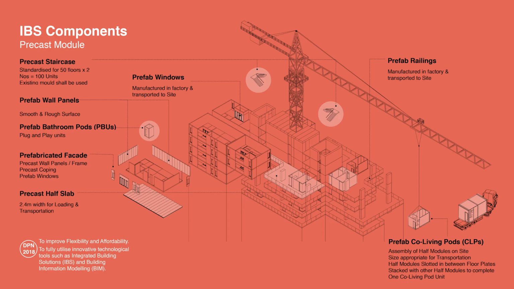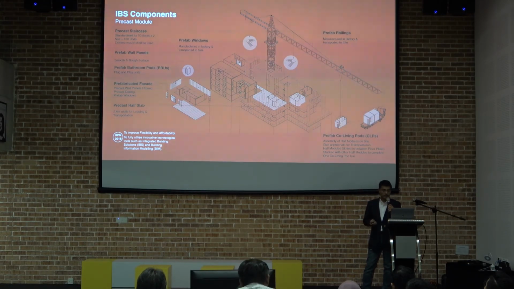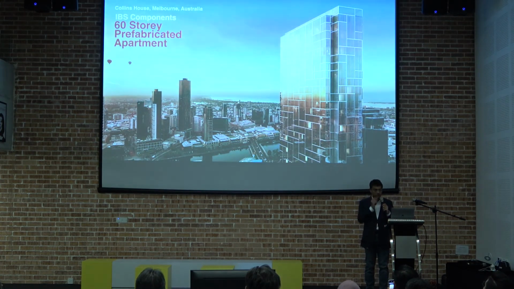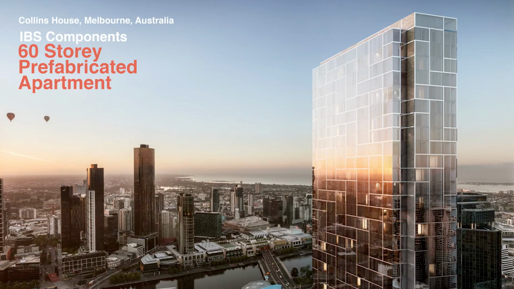However, we are using the system that Gamuda has to offer in terms of the precast slab, staircase, windows, facades, wall panel. But at the same time, we are also using the co-living pods as a hybrid system, which is a combination between concrete and steel. And also the precast PBUs, they call it prefab bathroom pods. For example, in Australia, people are building 60-story prefab apartment units using a hybrid system, which is a combination of concrete and steel.